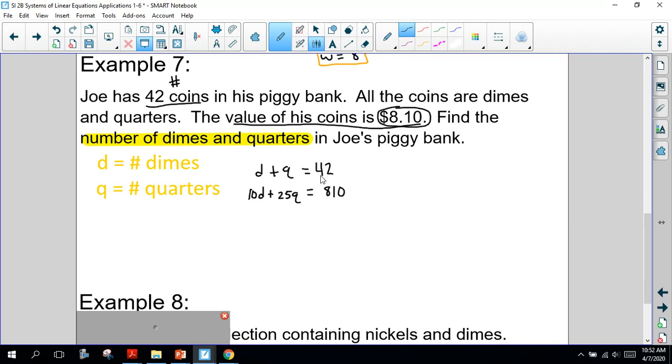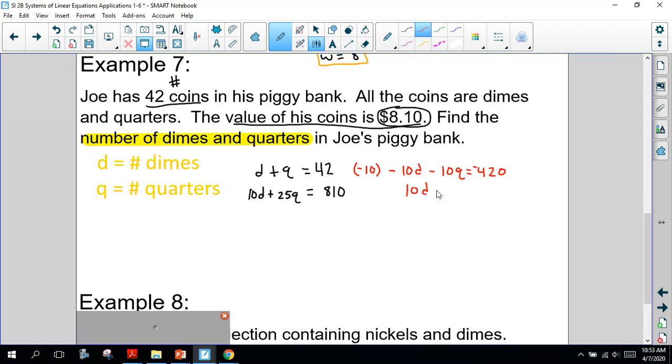All right, we've got a system set up. We want to eliminate in this case because they're both in standard form. I'm going to multiply my top equation through by negative 10, because that is going to give me the same number with different signs in front of my variable D. So when I multiply through by negative 10, I get negative 10D minus 10Q is equal to 420, and that is also negative. The other equation just simply comes over.